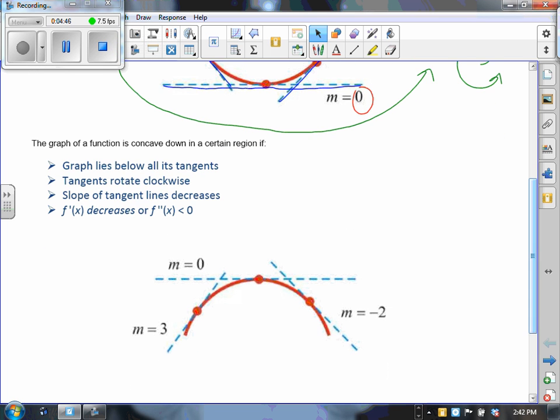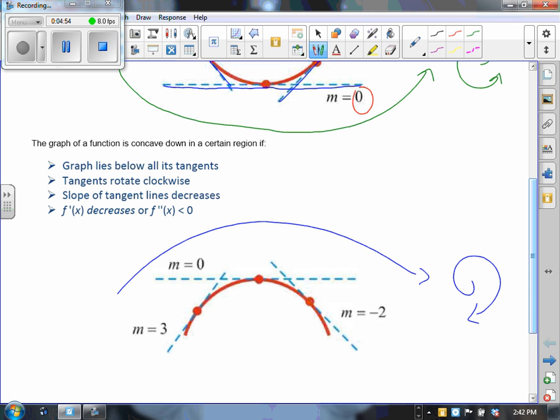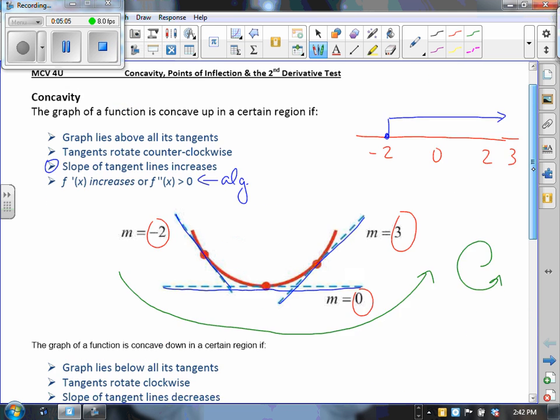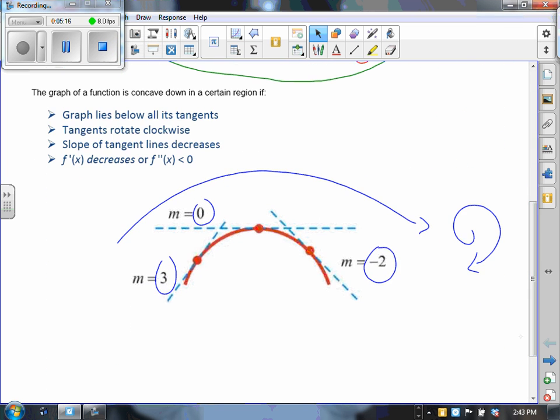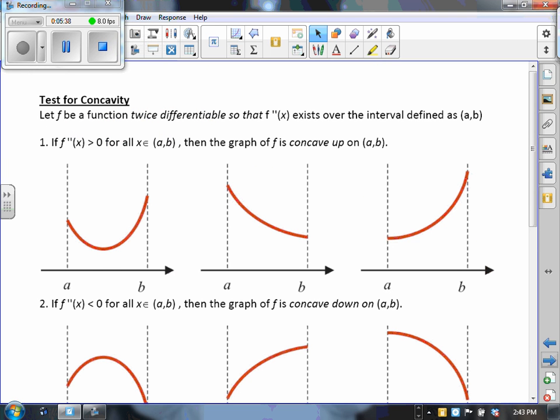The tangents rotate clockwise, so that is rotating in this direction, like so. The slope of the tangent lines decreases, and yes, we can see that from 3 to 0 to -2. So in that case, it's moving counter to the direction we had established originally for concave up. And also, if f prime at x decreases, that is, the slope of the tangents decreases, or if the second derivative has a negative value, then we can classify that region of the graph to be concave down. So let's move forward and use these ideas and perhaps a few more.